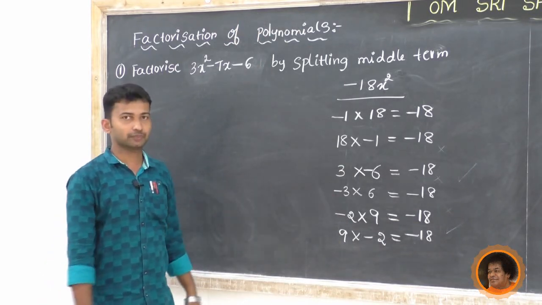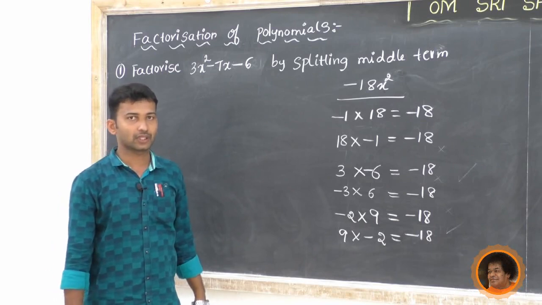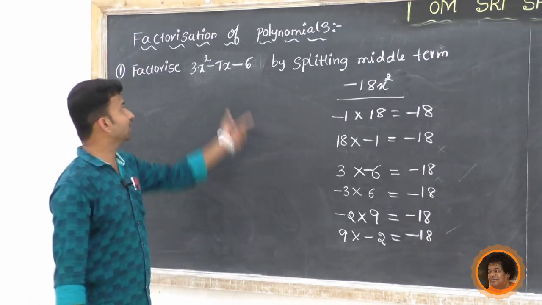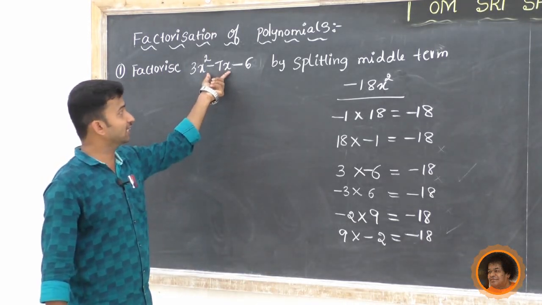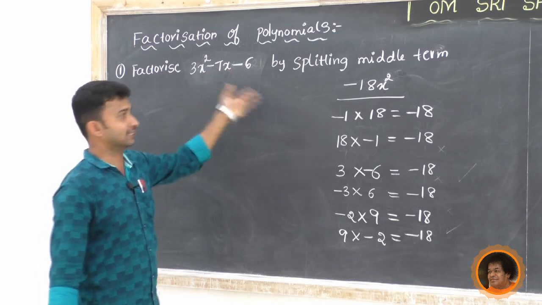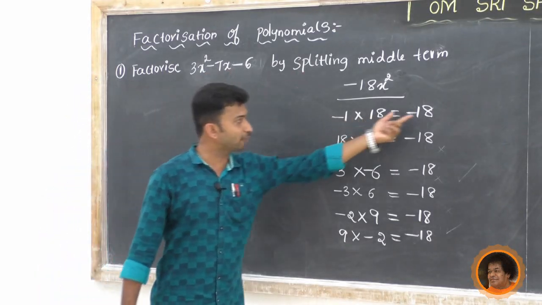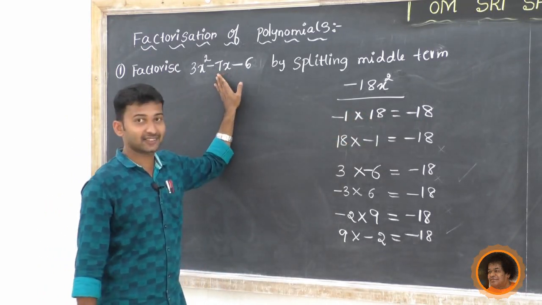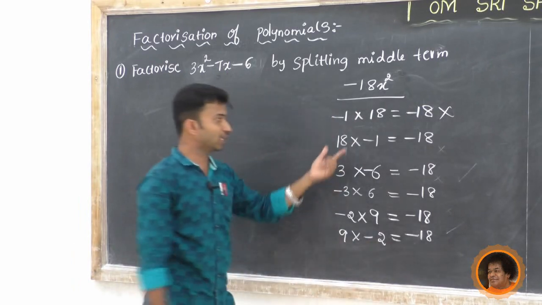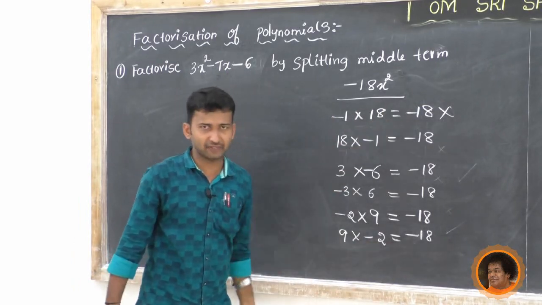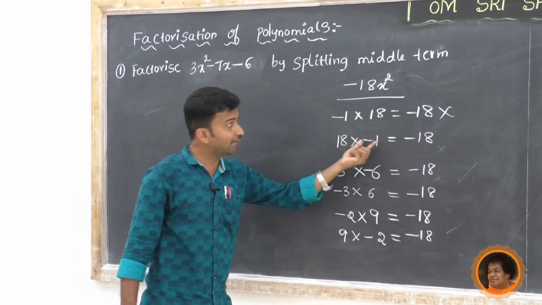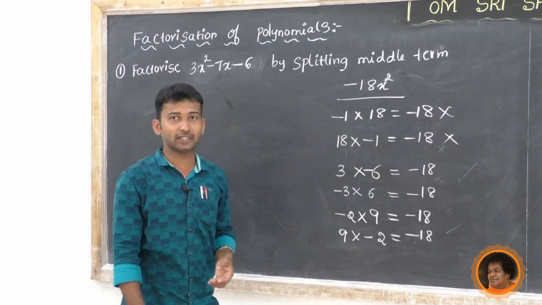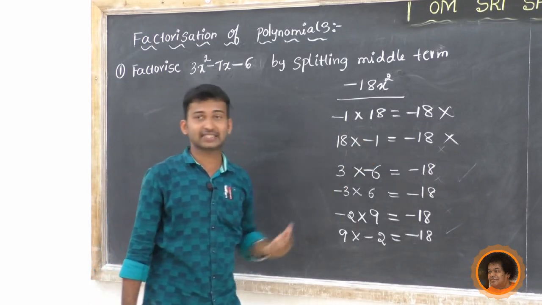What is the next step? Select the best factors to split the middle term minus 7x. Yes, check for the first. Minus 1 into 18 is minus 18, and minus 1 plus 18 is equal to 17. So the first is rejected. What about the second? The product is minus 18 always. What about the sum? 18 minus 1 is equal to plus 17. It's not possible to get the value minus 7 from this set.